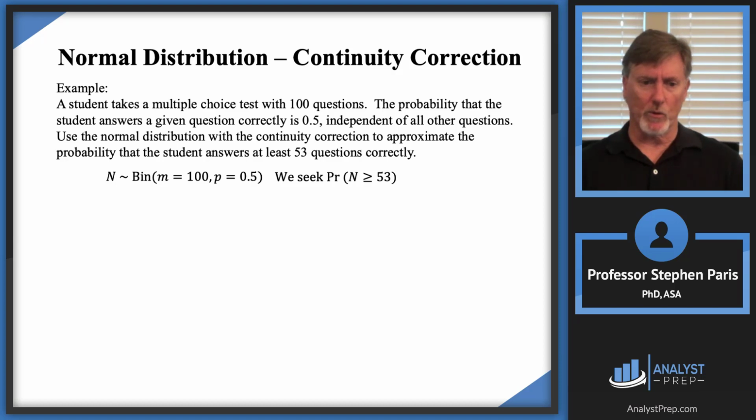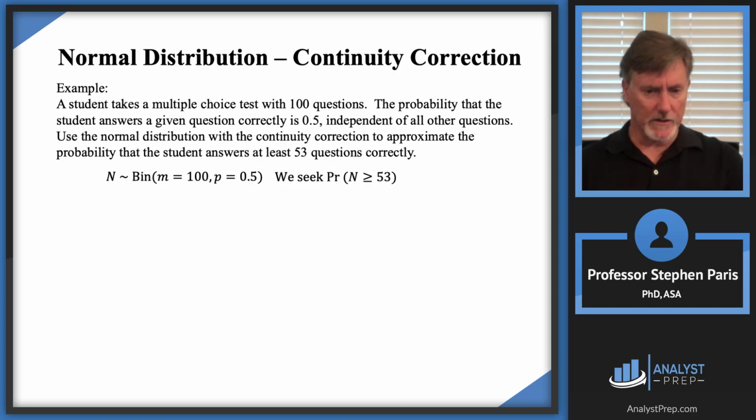So I'm going to start off the same way. I recognize that capital N, the random variable representing the number of questions answered correctly, follows a binomial distribution with n equal to 100 and p equal to 0.5, and we're seeking the probability that capital N is greater than or equal to 53.